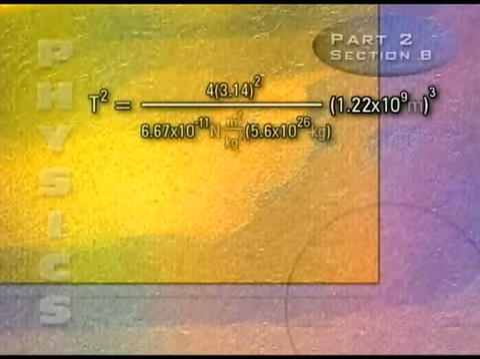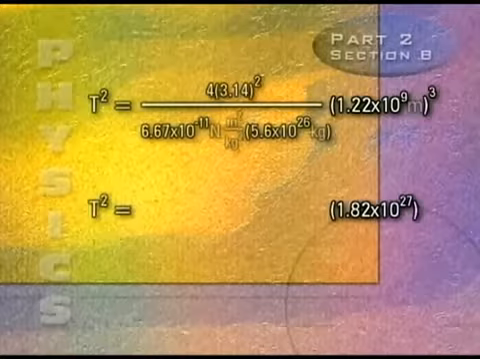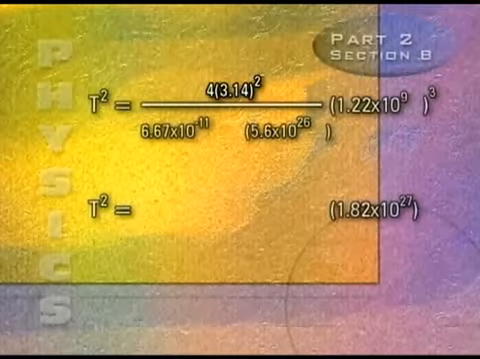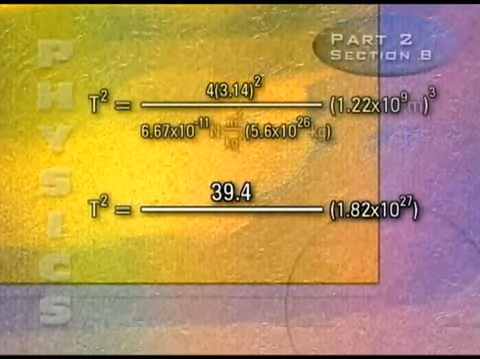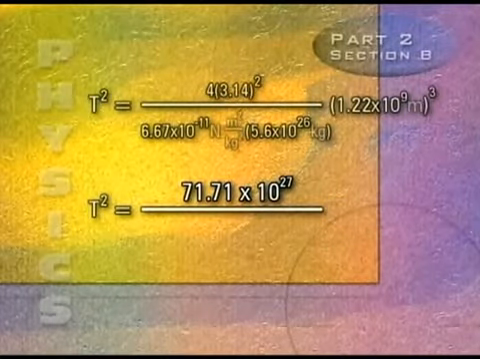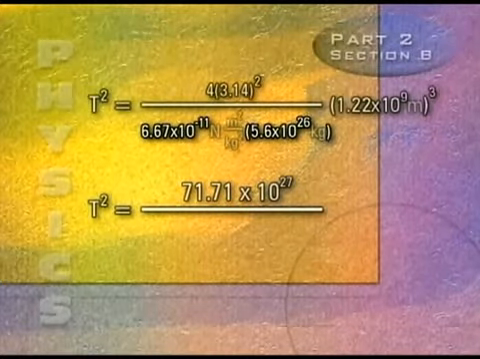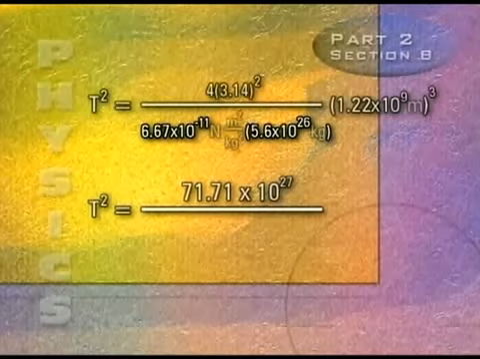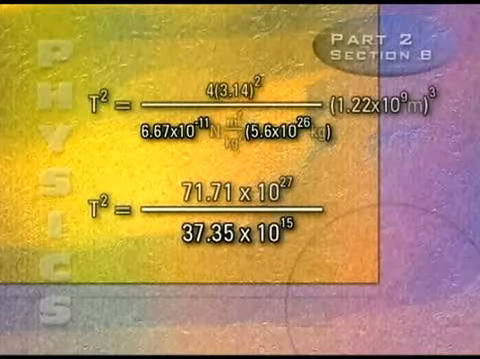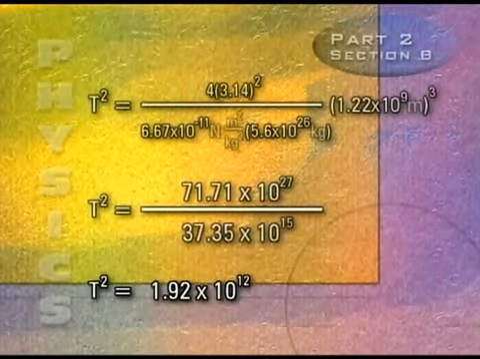Starting over here and cubing 1.22 times 10 to the 9th, we get 1.82 times 10 to the 27th. Now, squaring 3.14 in the numerator and multiplying by 4, we get 39.4. Multiplying this by the number we just got on the outside, we get 71.71 times 10 to the 27th. In the denominator, 6.67 times 10 to the negative 11th times 5.6 times 10 to the 26th is 37.35 times 10 to the 15th. Dividing these two answers, we get that T squared equals 1.92 times 10 to the 12th.